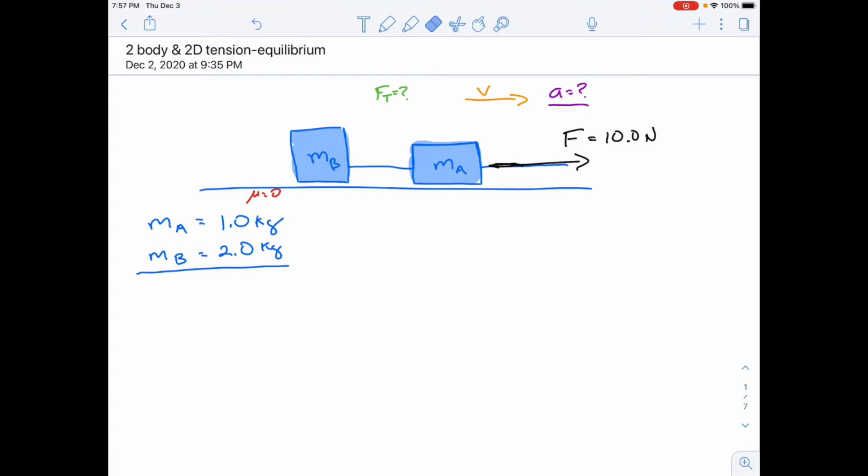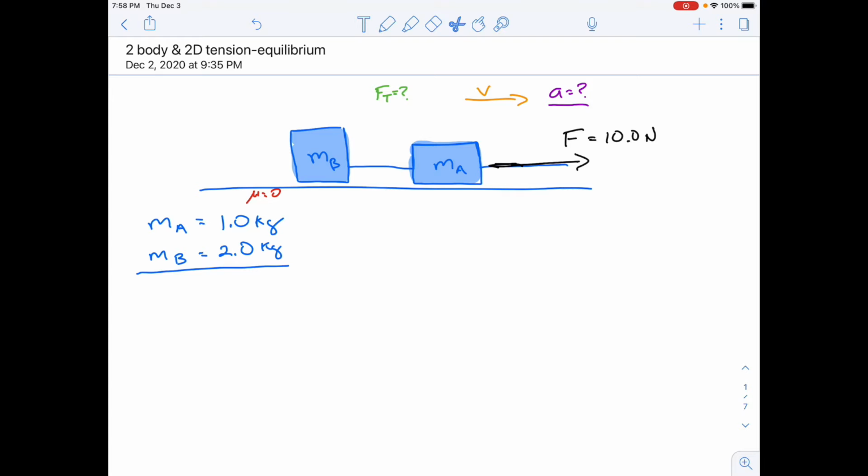Okay, so let's talk about solving problems where we have more than one object. In this particular problem, we have two objects. They are connected by a string. They are being pulled by a force on the first object, object A. And when they move, since there's a string or a wire connecting the two objects, that tension is going to obviously pull on mass B or object B.